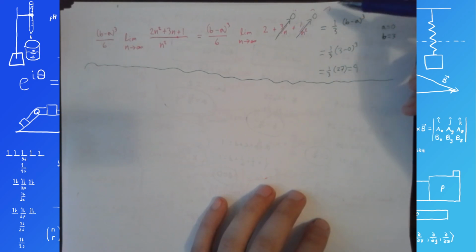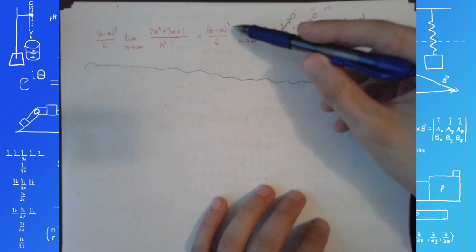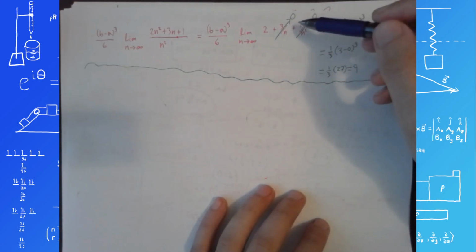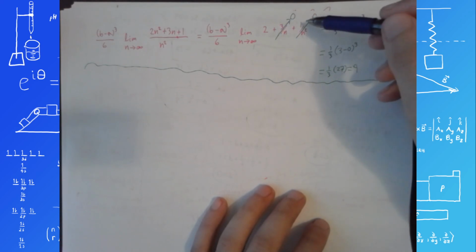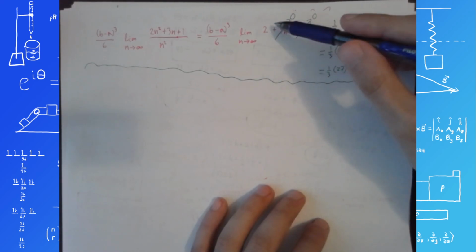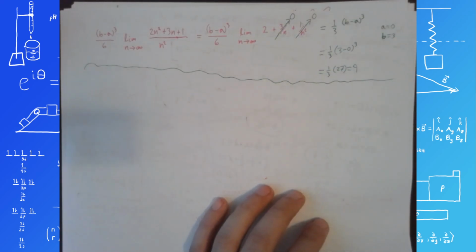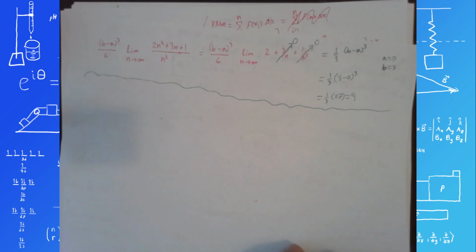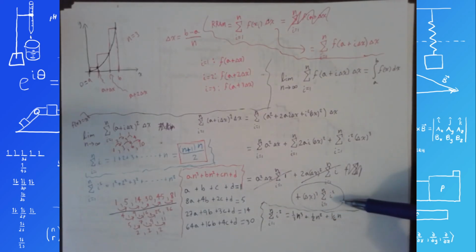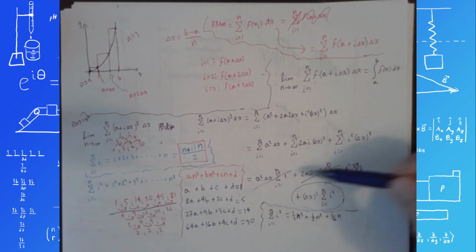this thing, which was b minus a all cubed over 6 times the limit as n approaches infinity of 2 plus 3 over n plus 1 over n squared. The 3 over n and 1 over n squared went to 0, and that just multiplied the 2 into our 1 over 6, reducing it to 1 over 3. So yeah, that third sum is already taken care of. Let's take a look at these other two sums.